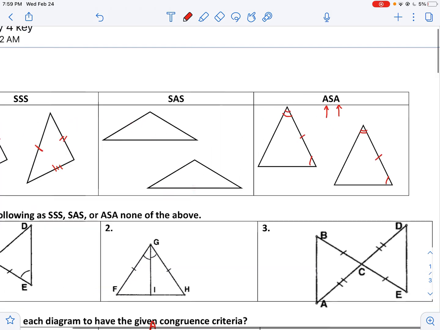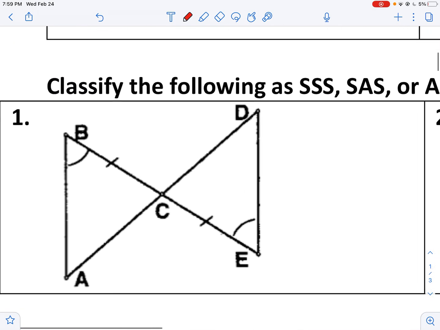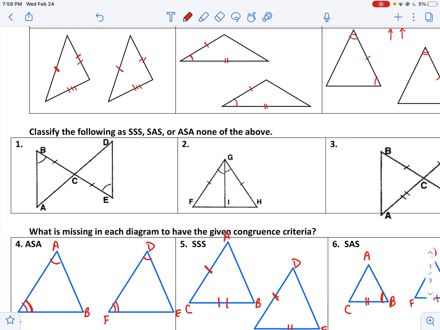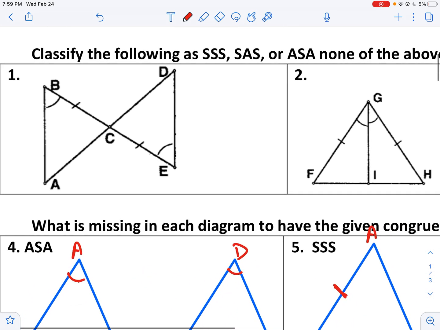And let's take a look at three quick problems where we're going to classify what kind of congruence we have. Now there's a trick to, what, 2 out of the 3? No, all three. All three have a little trick in them. What you need to know is that there are two things you can always mark as congruent: vertical angles and shared sides. So here in the middle you see vertical angles.